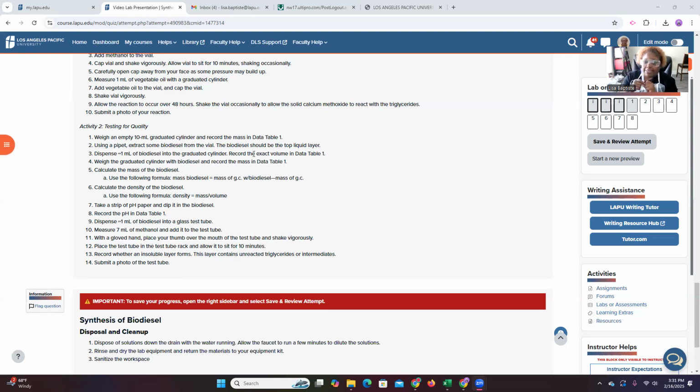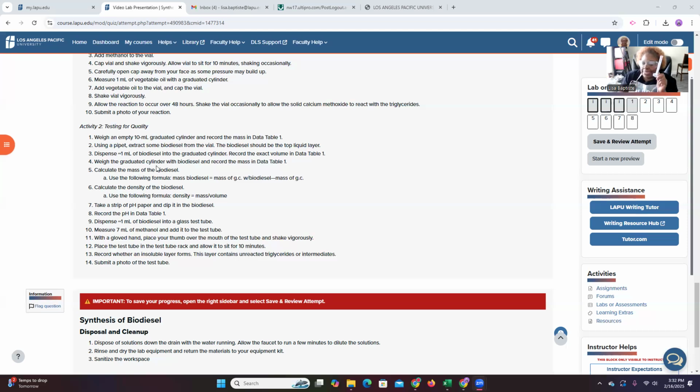So then you're going to weigh this. Record the mass in your table, and then you're going to pipette some of your biodiesel that's in this vial. The biodiesel should be the top liquid layer, because it's an oil. Oils are going to float. So you're going to dispense 1 ml of your biodiesel into the graduated cylinder, record the volume, and then you're going to weigh it again.